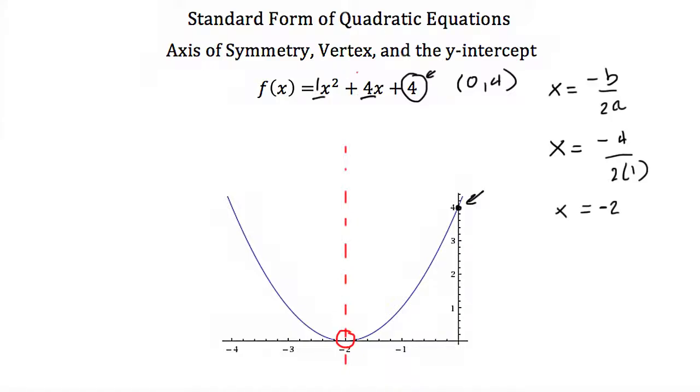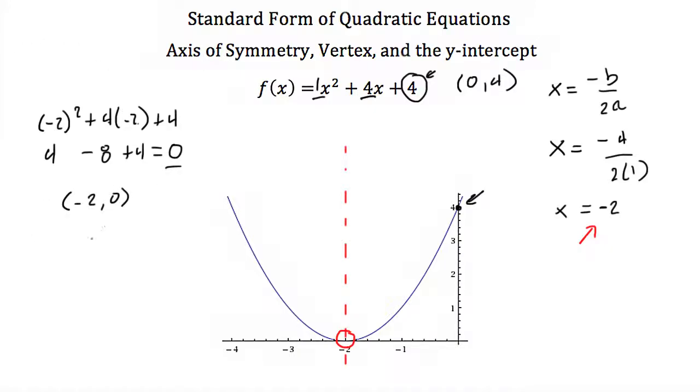So lastly, we need to find our vertex. Well, we know our vertex occurs on that line, so negative 2 is the x-coordinate of our vertex. So if we plug in negative 2 into our equation, we'll have negative 2 squared plus 4 times negative 2 plus 4. Negative 2 squared is 4. 4 times negative 2 is negative 8, plus 4. So our y-coordinate then should be 0, so our vertex should occur at negative 2, 0. Well, it does. Negative 2, 0 would be right there. So this is the vertex of our equation.